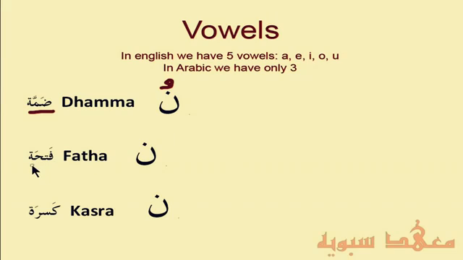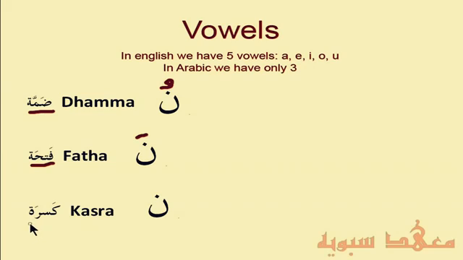Secondly, we have the Fatha. Now with Fatha, it's written as a line on top of the letter, and it has the sound of a. That would be na, na. So you can watch this video to listen to the letters of the alphabet being pronounced with a fatha.